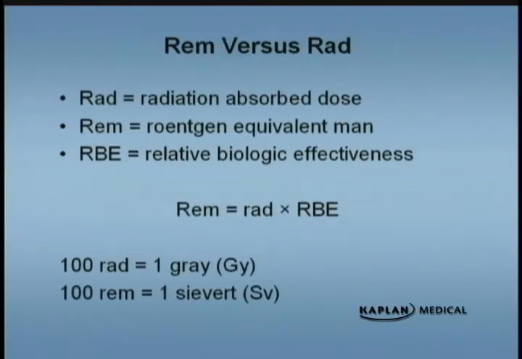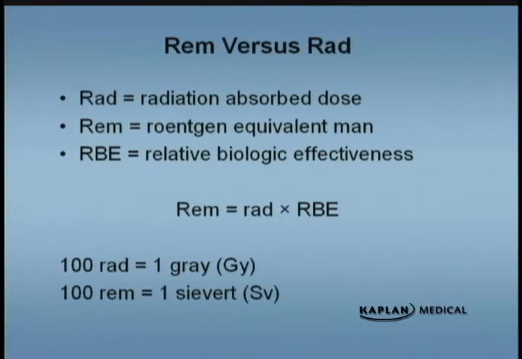There's a little bit of physics here you need to know. We have to go over the difference between RAD and REM. Okay? RAD is the radiation absorbed dose. That's what RAD stands for. All right? And REM refers to its effect on biological tissue, the Roentgen equivalent man. All right? These two are related by the following equation that's shown. REM equals RAD times the RBE, where the RBE is the relative biological effectiveness.